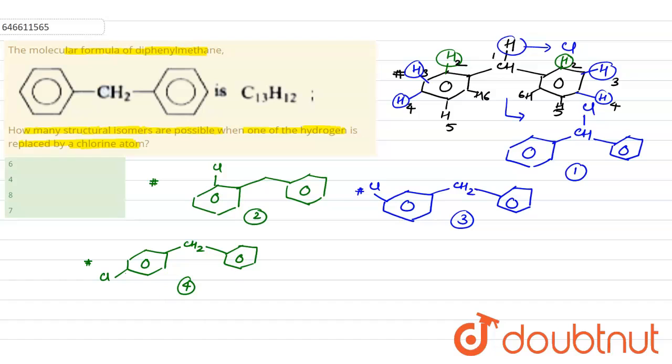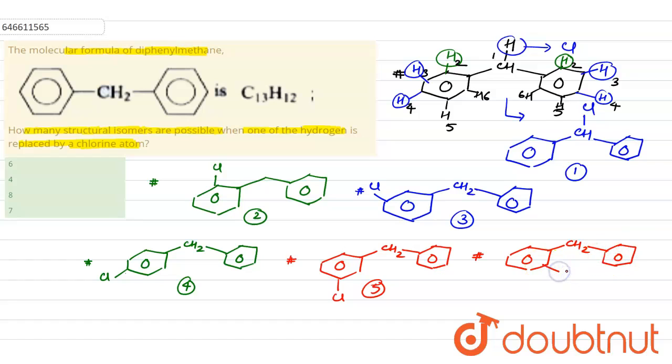If I replace any hydrogen that is from the fifth number, we will get another isomer. So it would be like benzene, CH2, another benzene ring, and this is the fifth hydrogen. It will be replaced by chlorine. So this is our fifth isomer. Now we can replace the sixth one also. So we will get our last isomer, that will be this one. This is the Cl. So this is the sixth. So a total of 6 isomers we get by replacing one hydrogen atom by the chlorine atom. So our answer would be the first option. This is our correct answer.